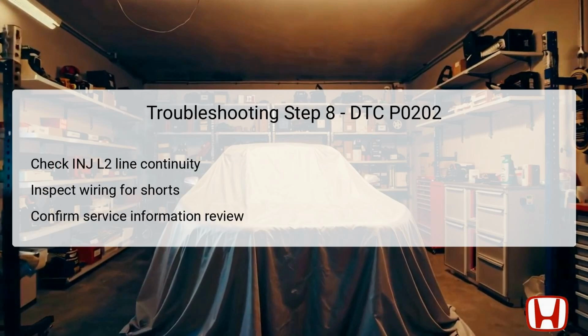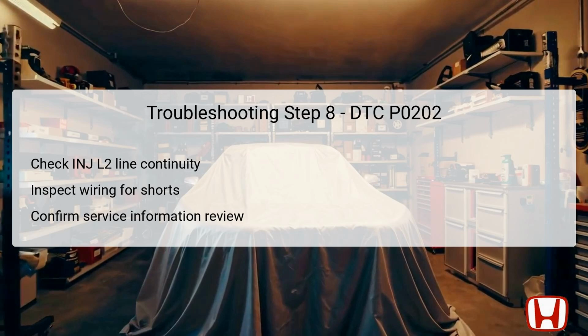The final troubleshooting step involves conducting a last check for continuity on the INJ-L2 line. Ensure the vehicle remains in the off position and that both the PCM connector number 1 and the number 2 injector 2P connector are disconnected to conduct a clean continuity test. This time, check between PCM connector number 1, terminal number 19, and the body ground.